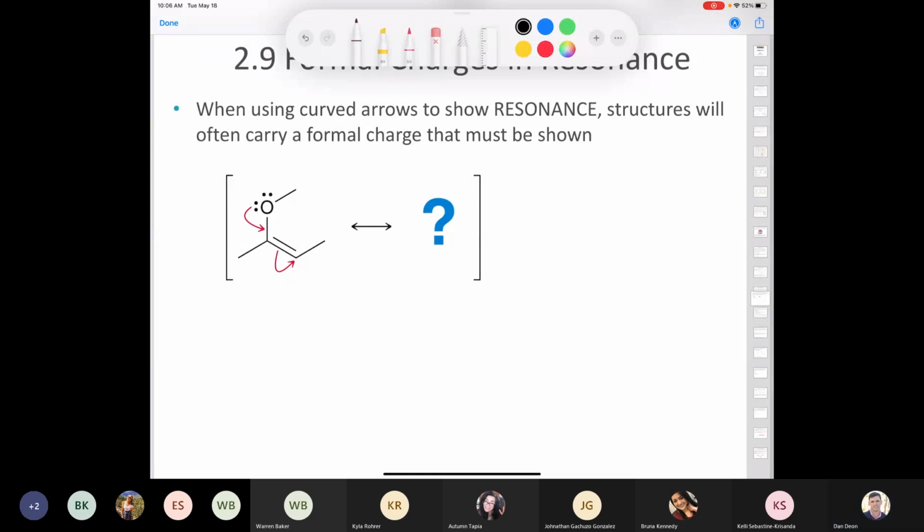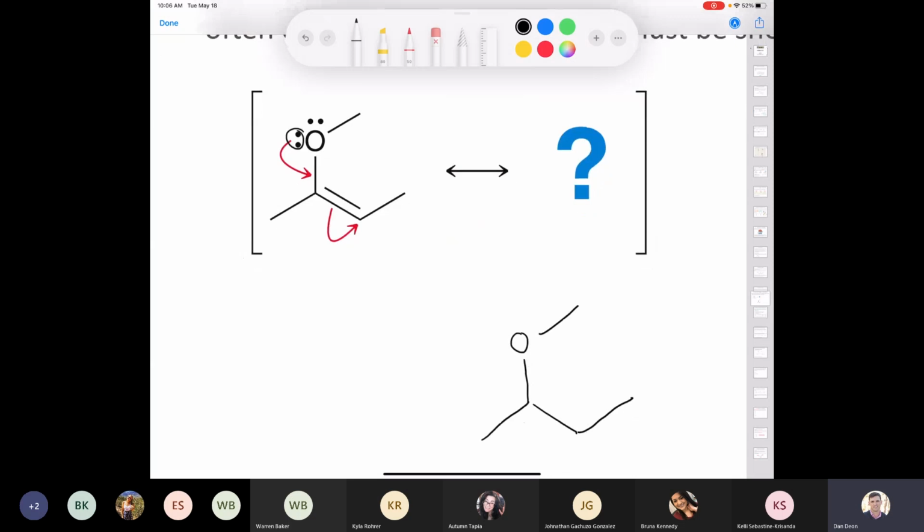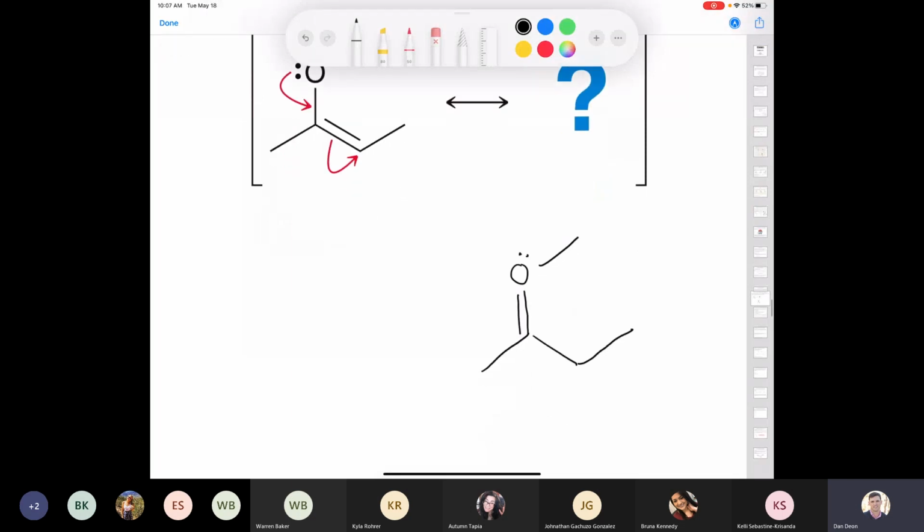Let's draw everything that doesn't change. So we have this oxygen, we have this carbon, and this carbon. If you look at the first curved arrow, you took a lone pair of electrons and you made a new bond here. So we're going to have a double bond here, and we're going to still have this lone pair up here. Now the second curved arrow, you took the electrons from the pi bond, right?